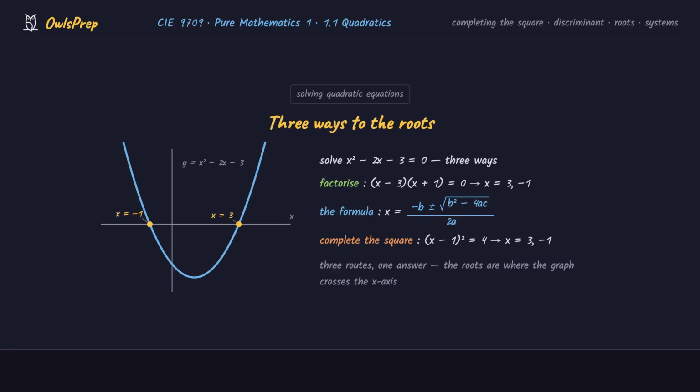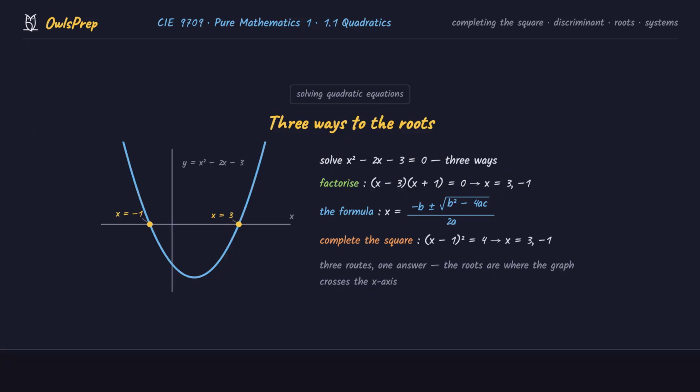Now solve quadratic equations. Find where the quadratic equals 0, the x values where the parabola crosses the x-axis. These are the roots. There are 3 standard methods. Factorizing is fastest when it works. Write the quadratic as 2 brackets and set each to 0. The quadratic formula, x equals minus b, plus or minus the root of b squared minus 4ac, all over 2a, works for every quadratic, whether it factorizes or not. And completing the square, which we just did, gives exact answers in surd form. There are 3 routes to the same roots, so pick the cheapest for the quadratic in front of you.